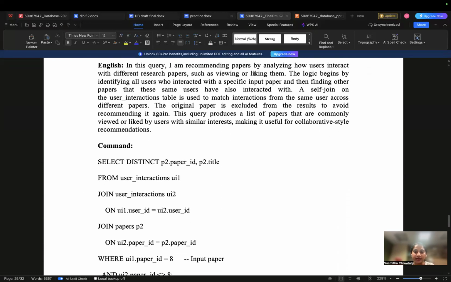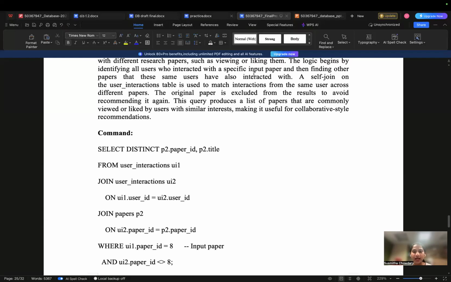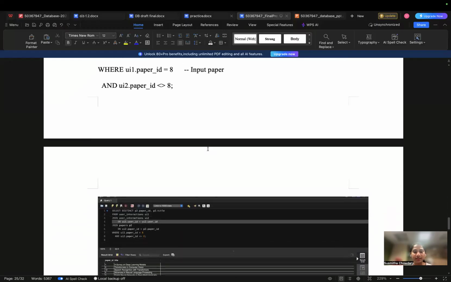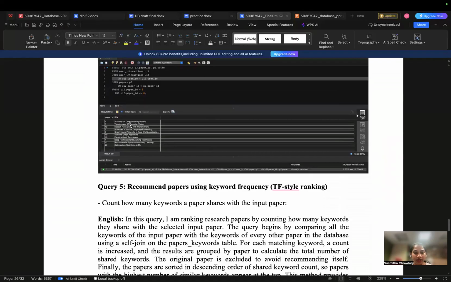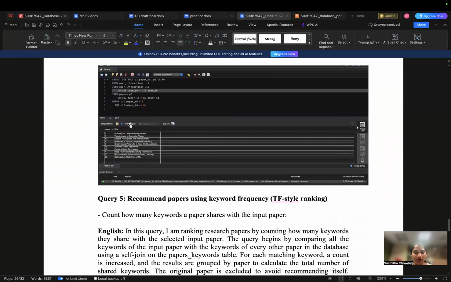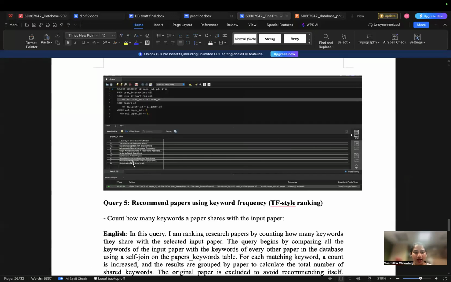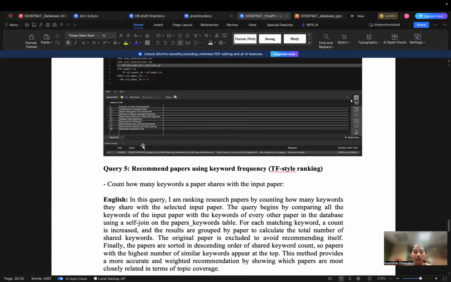In this query, I am recommending papers by analyzing how users interact with different research papers, such as viewing them and liking them. The logic begins by identifying all the users who interacted with the specific input paper. And I have used a join with the user interaction and papers tables. These are the recommended papers that are retrieved by using the user interactions, the ones the users liked the most.